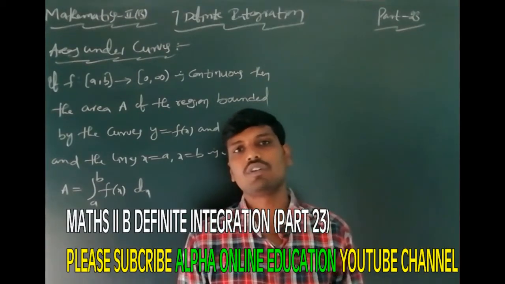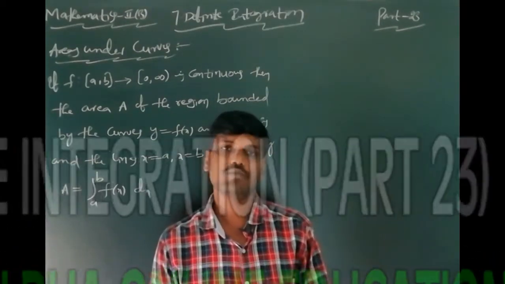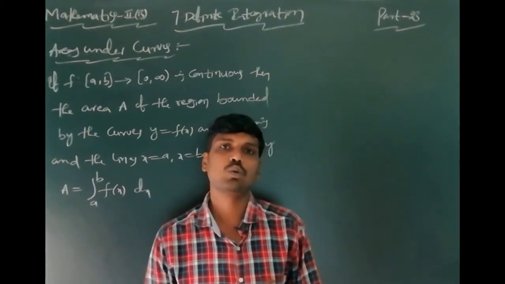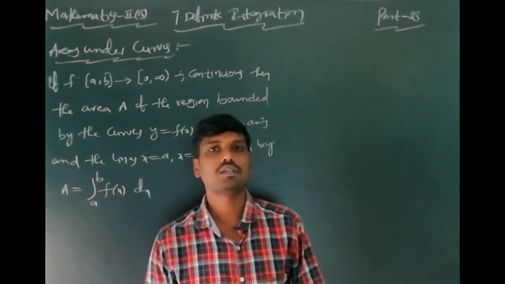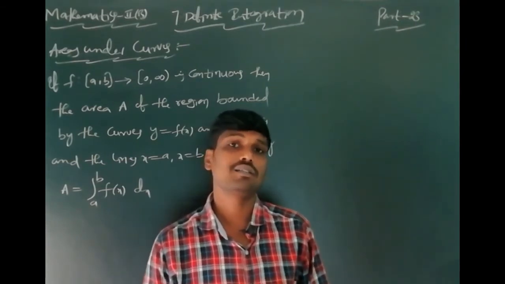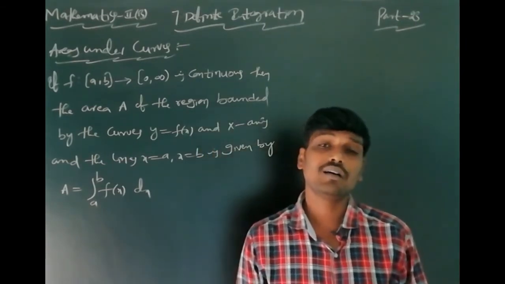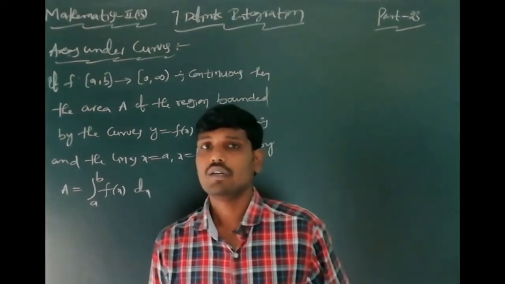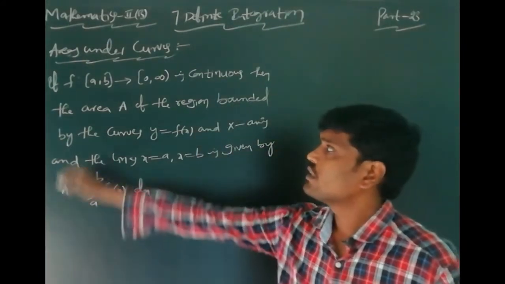This is the 7th chapter, definite integration. This chapter belongs to Mathematics 2B, part 23. Today's topic is area under the curves. First of all, what is the curve here?